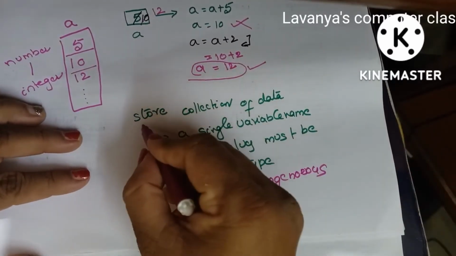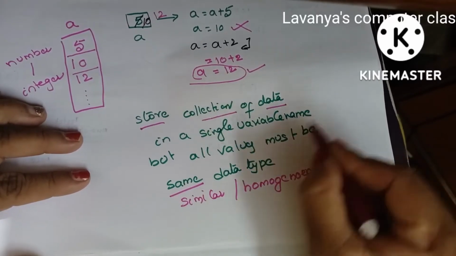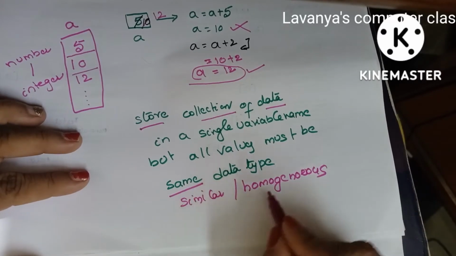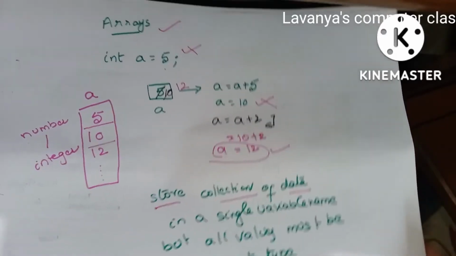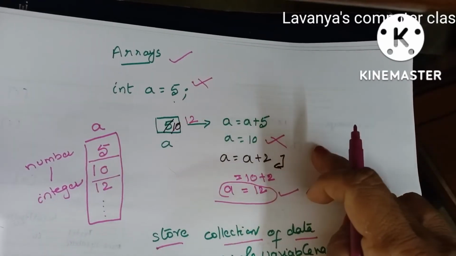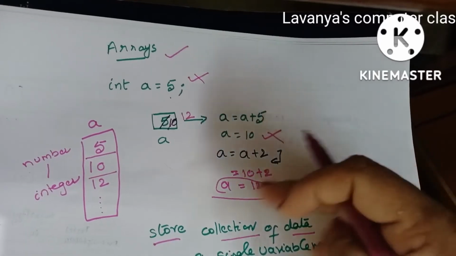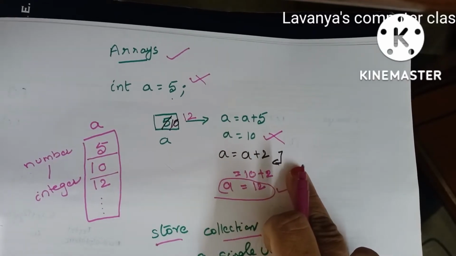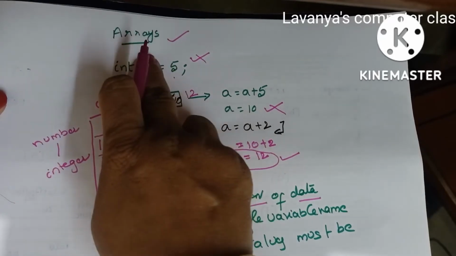So what is an array? An array is used for storing a collection of data in a single variable name, but all values must belong to the same data type. The same data type is called homogeneous data type or similar data type. Is it clear now why we are using arrays? Before arrays, one variable contains only one value at a time. If you take any new value, the old value is erased and only the new value is stored. But I want to store all the values in a single variable. Then we go for arrays.